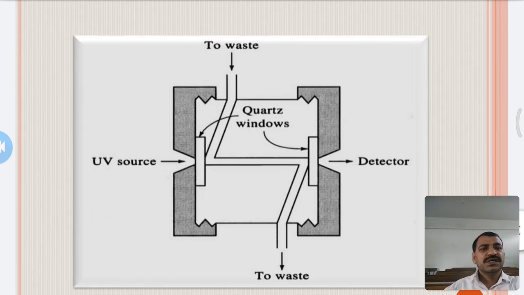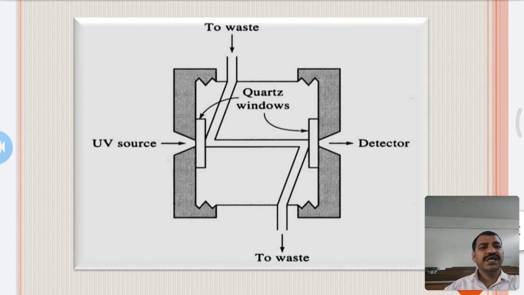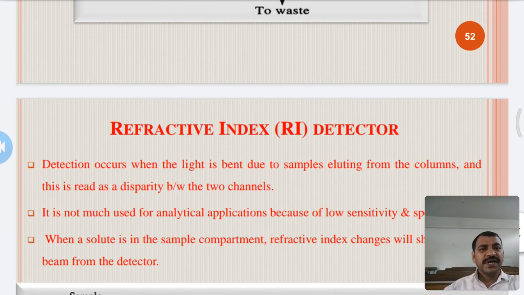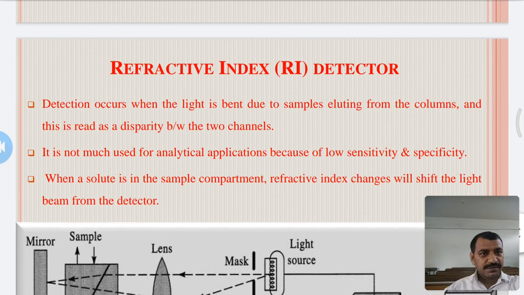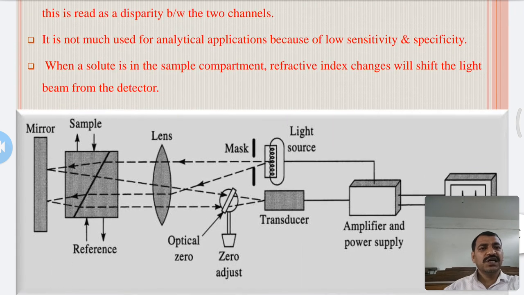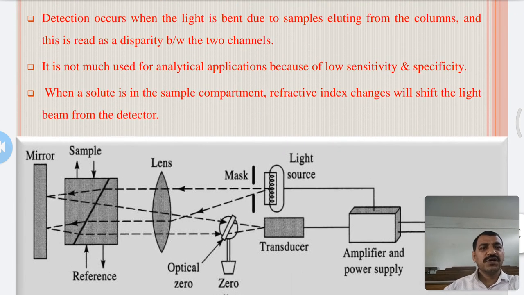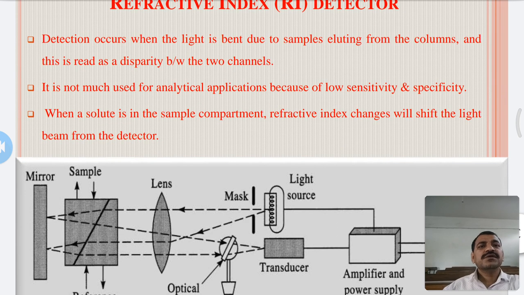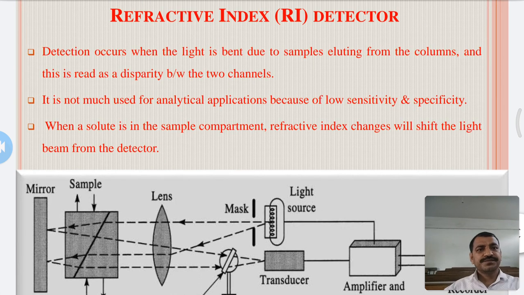So this is the diagrammatic representation of the UV detector, and here the refractive index (RI) detector. Refractive index types of detectors are used for detection. Detection occurs when light is bent due to the sample eluting from the column, and this is read as a disparity between two channels. It is not widely used for analyte applications because of low sensitivity and specificity.